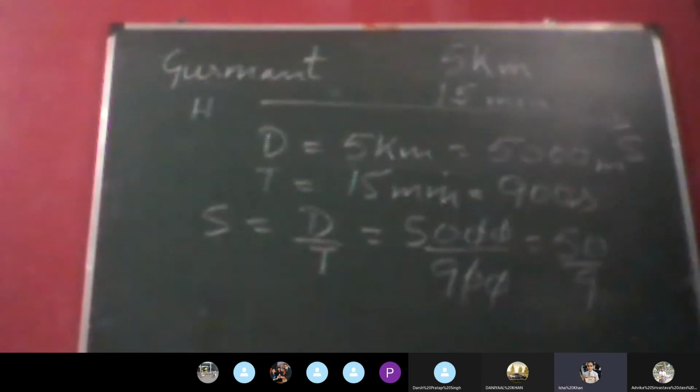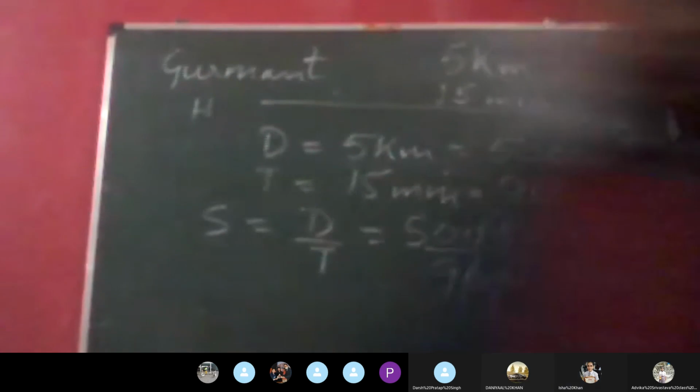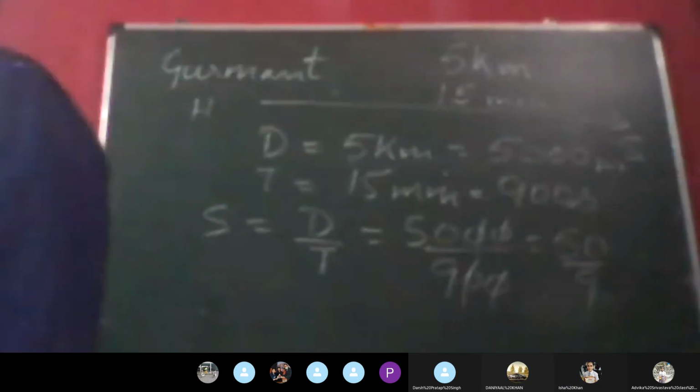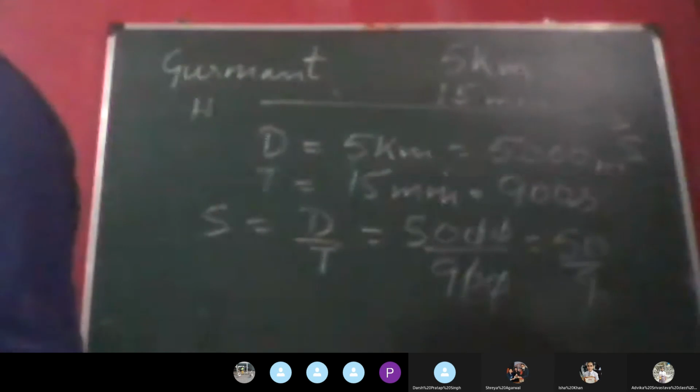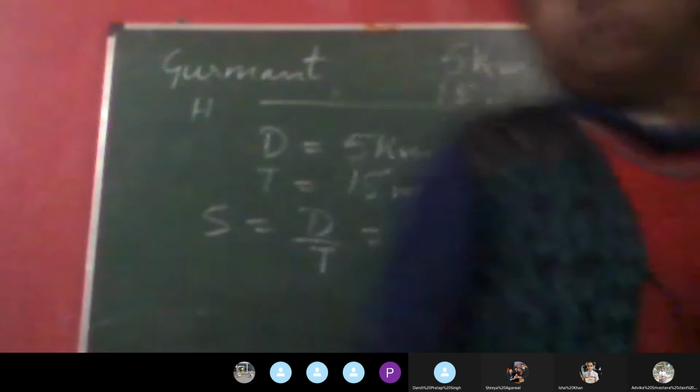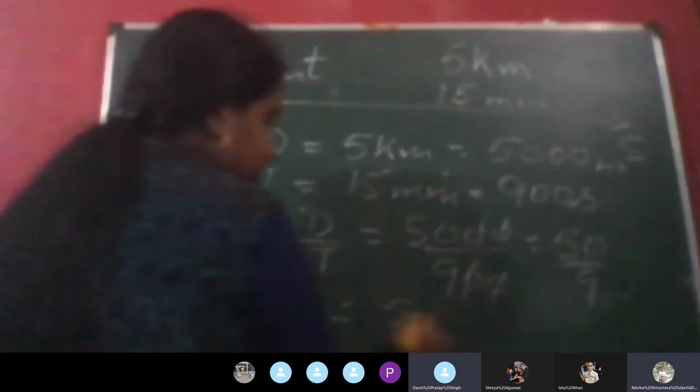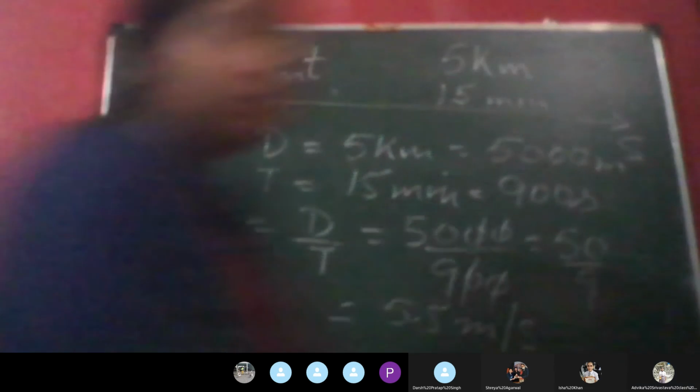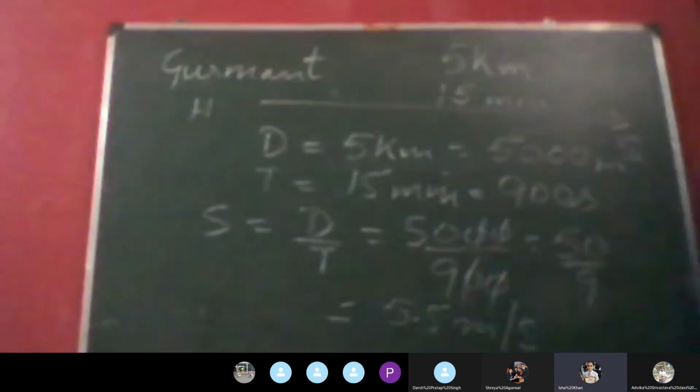Ma'am, please give a second so that I can divide. 5.5. Yes, 5 point 5. Ma'am, 5.5 meters per second. Understood? Yes, ma'am. Okay. Now let's do one more question.